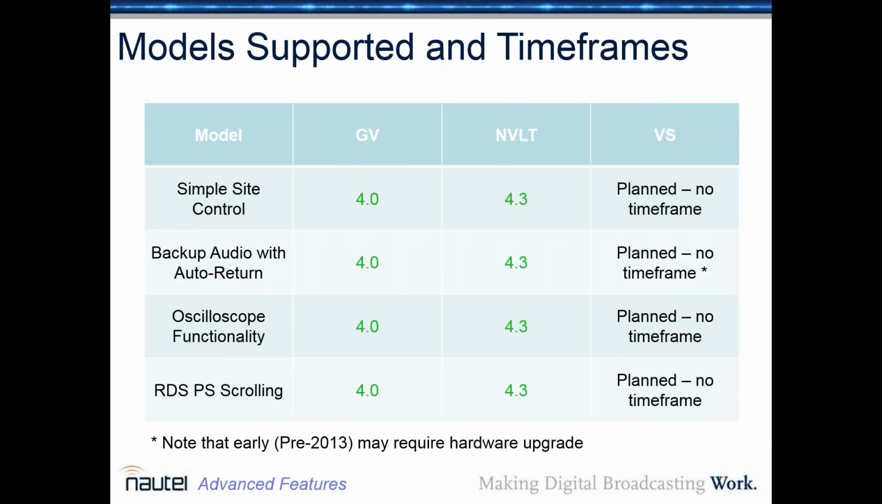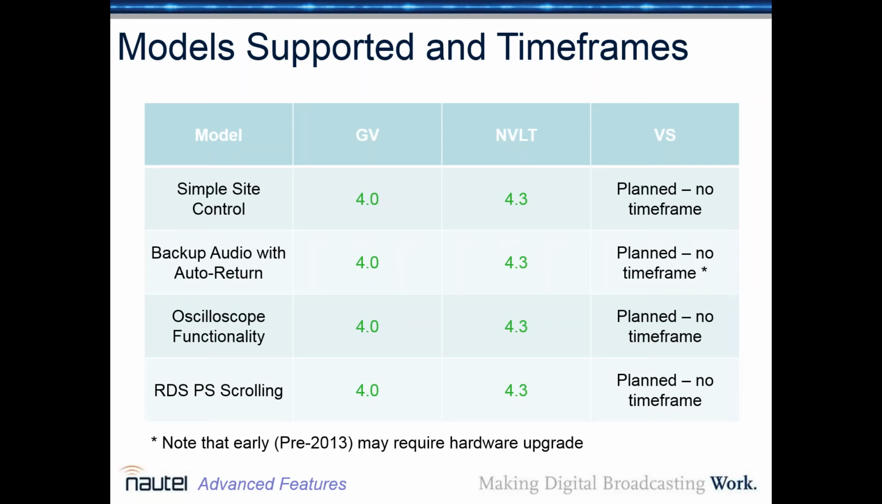So this is where we stood a year ago. It was just the GV column, and these features came out with software release 4.0. And then not too long ago, we added these features to the NV Lite series, and that applies to not only new NV Lites going out the door, but also existing NV Lites. You can upgrade to version 4.3 of the software, and these features that we're talking about will be available to you. And the VS is, as I said, more complicated.